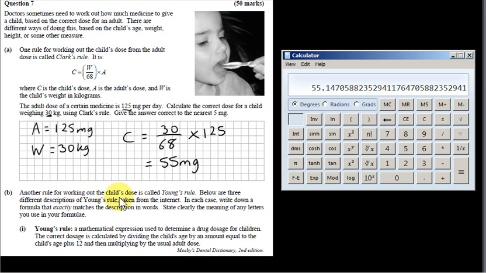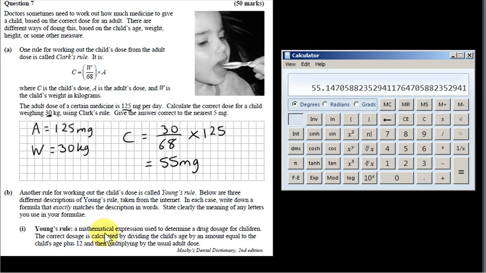Another rule for working out the child's dose is called Young's rule. Below are 3 different descriptions of Young's rule taken from the internet. In each case, write down a formula that exactly matches the description in words. State clearly the meaning of any letters you use in your formulae. Okay, the first rule is Young's rule.